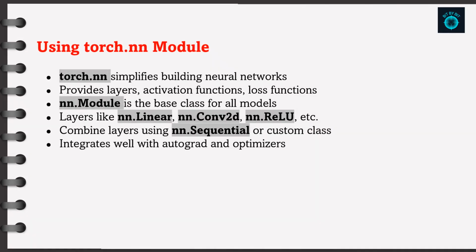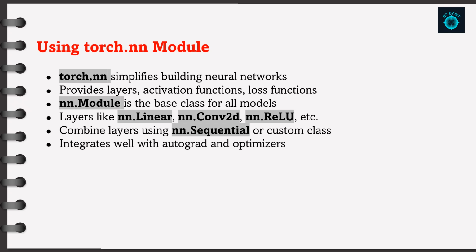In this slide, we'll explore the torch.nn module, a powerful part of PyTorch that helps you build neural networks easily. Torch.nn provides everything you need to define and train models, including layers, activation functions, and loss functions. At the heart of it is the nn.Module class. This is the base class for all models in PyTorch. You'll either subclass it to build custom models or use nn.Sequential for simple models.